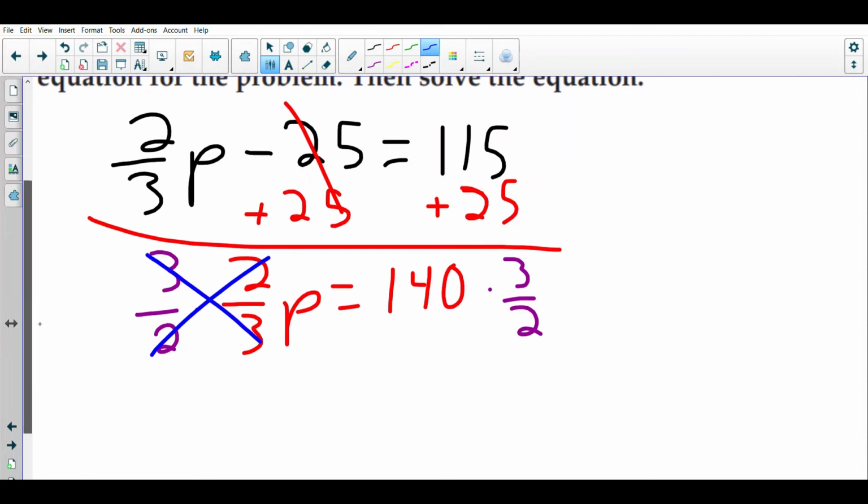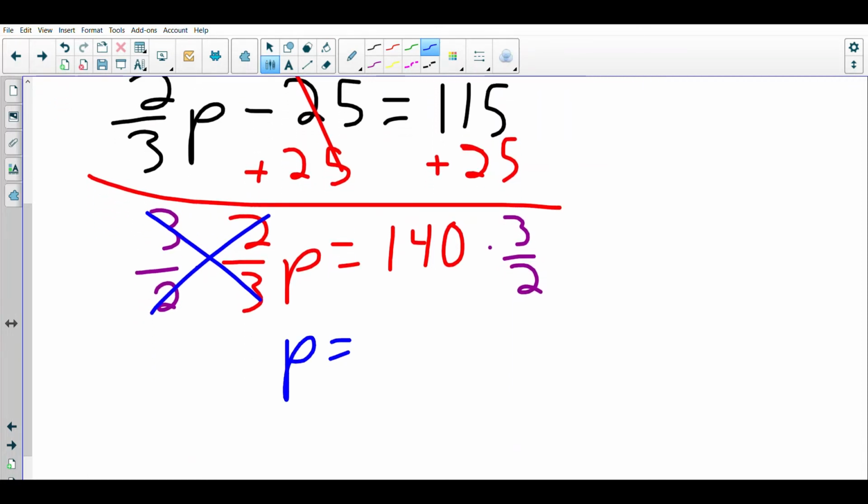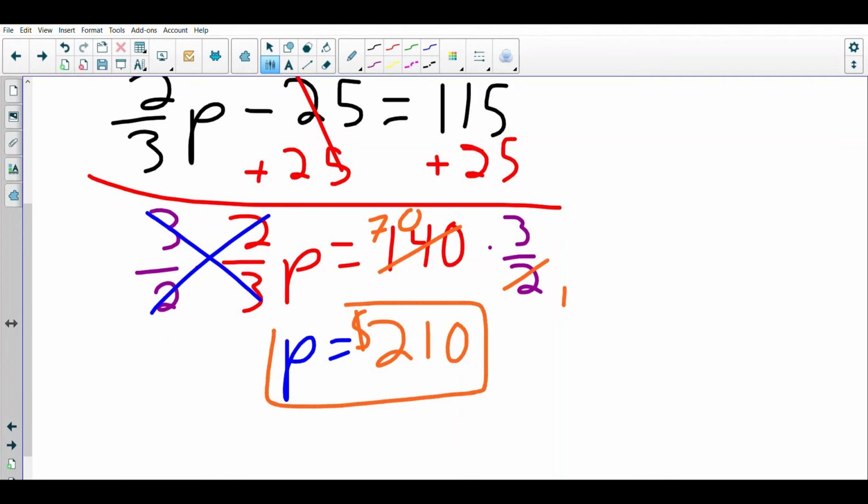So all we're left with is P is equal to, now I'm going to do a little fractional work here. I'm going to reduce here. That goes to 1. That goes to 70. So all we're left with is 70 times 3, which is 210. So the original price was $210. That's a pretty good amount he got off. He got off almost $100 of the original price.